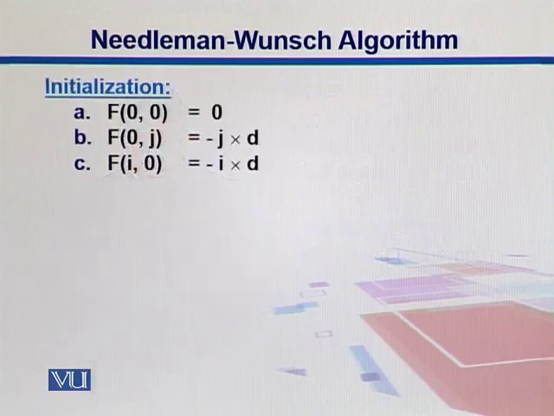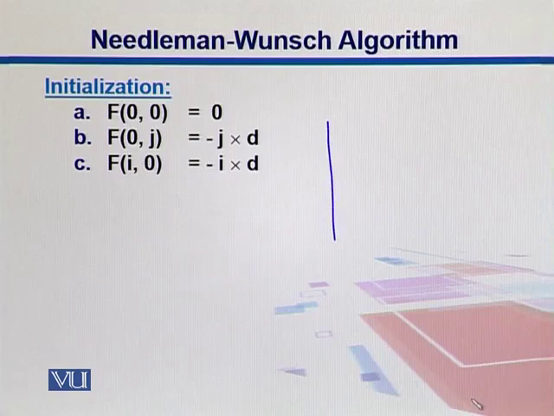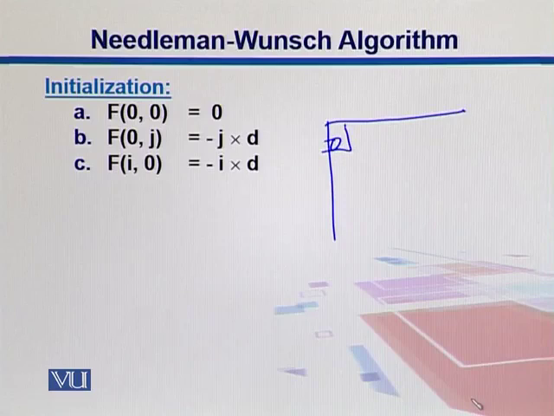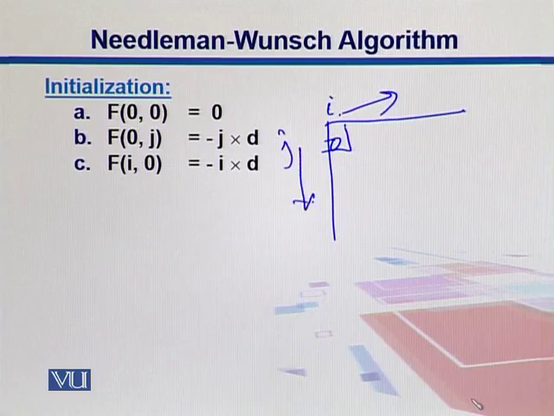So here we do initialization. We take the first cell and we put 0 in it. Here are our columns and rows, and I'm talking about this cell. So we put a 0 over here. What we do over here is, for example, we have this I which is running this way, and we have J which is running this way. So minus J into D. So we put 0 initially, and then we move on in this direction. So what we do over here is we keep on adding those gap penalties.